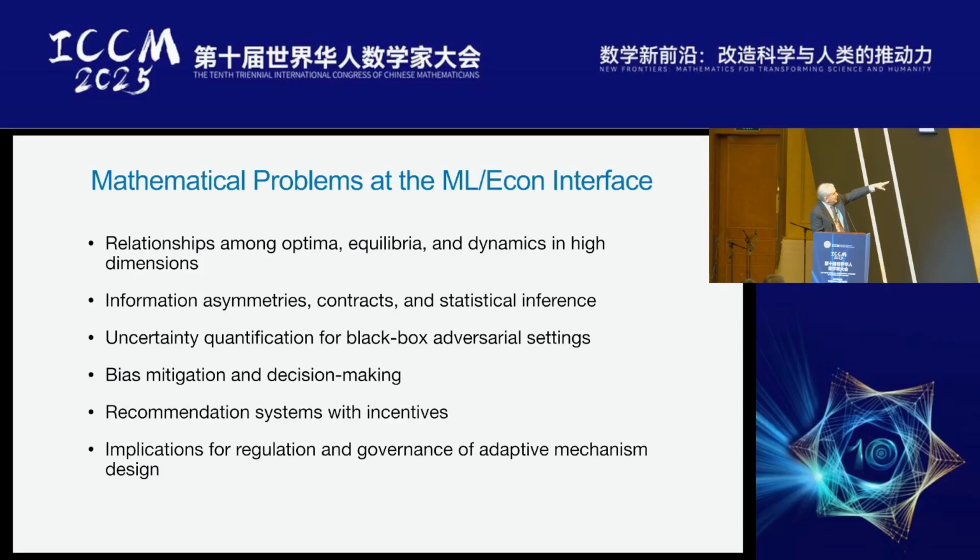So we need to do equilibria, and we need to do this in high dimensions, not 3 dimensions, not 10, hundreds of thousands to millions or more. Okay, so that's where the mathematical challenges arise. I'll be talking about some of these other topics about asymmetries, uncertainty quantification, and so on and so forth. But the point is that there's a lot of topics here.